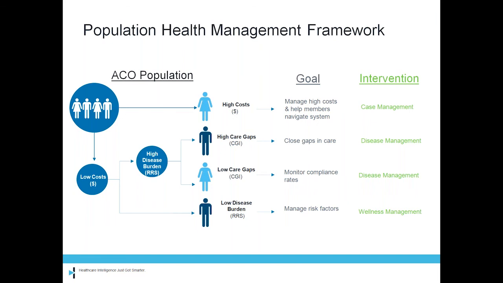With that, all right, so this is another view of the same slide I had before, where you've got high cost, high care gap, and I sort of jumped the gun because I had described this slide, even though I didn't know I was describing it at the time. So the high cost is case management. The high care gap is disease management, although disease management is a broad category. That would be more targeted interventions. Low care gap is monitor compliance rate, disease management, and wellness management.